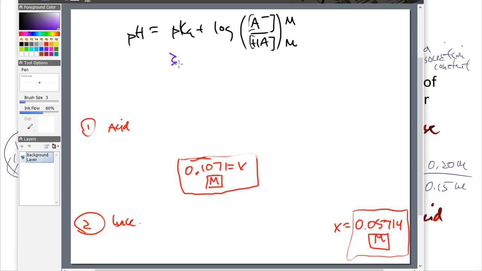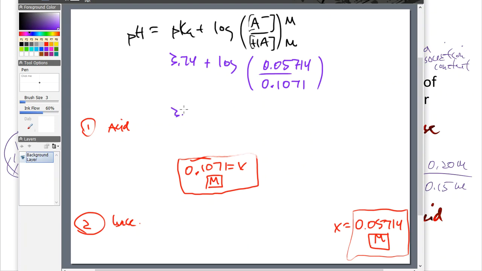So 3.74 plus the log of, in parentheses, the concentration of the base. Well, we just calculated that out, 0.05714. And the concentration of the acid here is 0.1071, and I'll close those parentheses up.